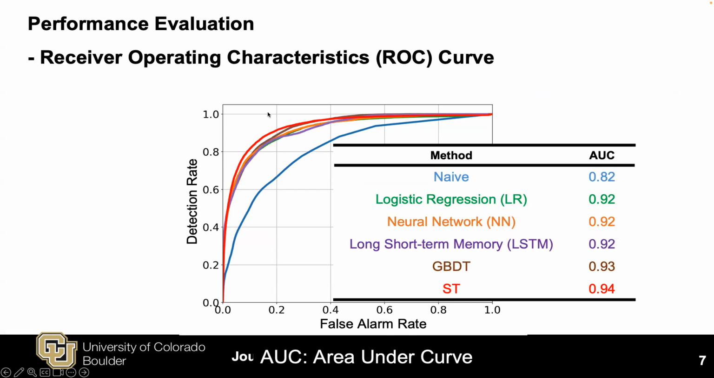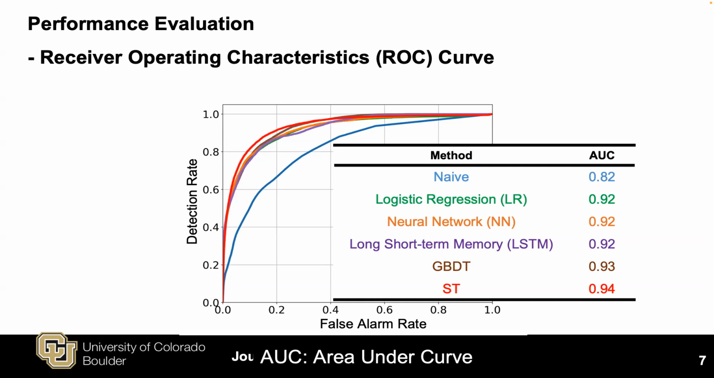We compare the spatiotemporal network in red with 5 other methods: the naive method, and 4 machine learning algorithms, logistic regression, neural network, LSTM, and the GBDT. And here I want to emphasize again that these 4 machine learning algorithms use the same features as the spatiotemporal network. The only difference is how each algorithm handles the features.